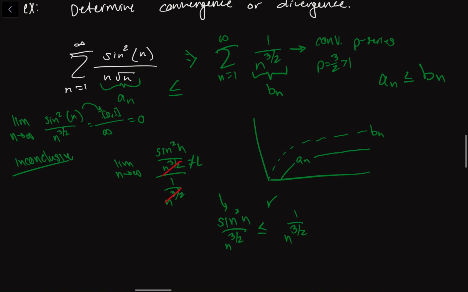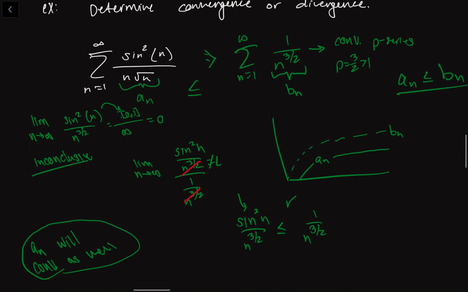So because a sub n is less than b sub n and b sub n converges, a sub n will converge as well. It will match the convergence of b sub n. So that is how we use the direct comparison test. Like I said, it should be noted that if b sub n was actually less than a sub n, it would not have been a favorable comparison. It would have been meaningless.